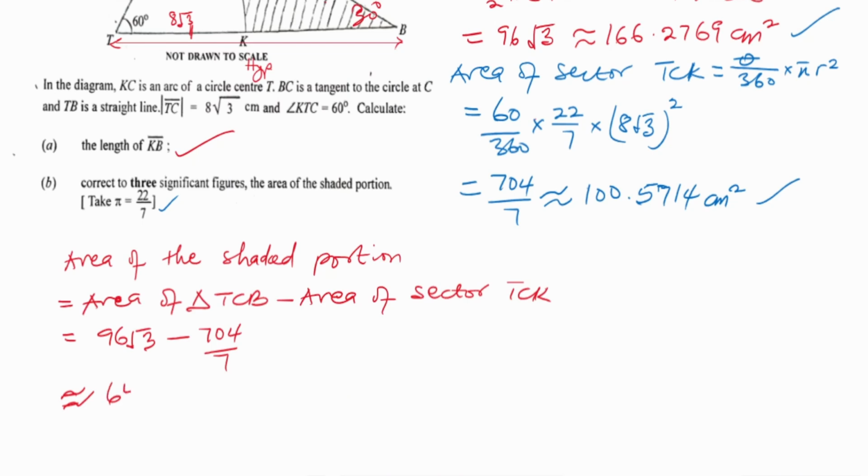So let me change my equal to sign to approximately sign. Approximately 65.7054. This is just to 4 decimal places. But now I come back to this part of the question, which says that we should round that correct to 3 significant figures. So coming back, I'm going to have approximately 65.7 square centimeters. And this is correct to 3 significant figures. And that is the area of the shaded portion.